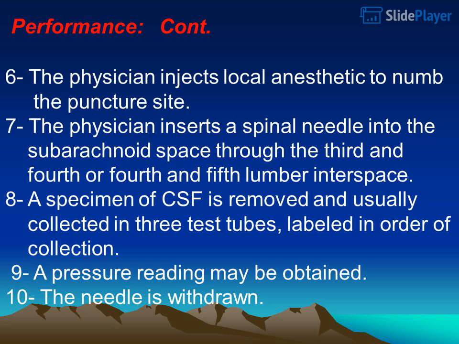Performance, continued: 6. The physician injects local anesthetic to numb the puncture site. 7. The physician inserts a spinal needle into the subarachnoid space through the third and fourth or fourth and fifth lumbar interspace. 8. A specimen of CSF is removed and usually collected in 3 test tubes, labeled in order of collection. 9. A pressure reading may be obtained. 10. The needle is withdrawn.